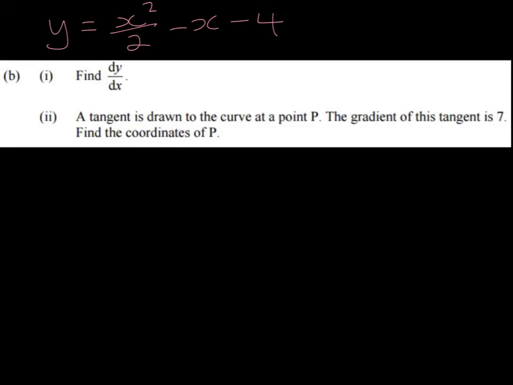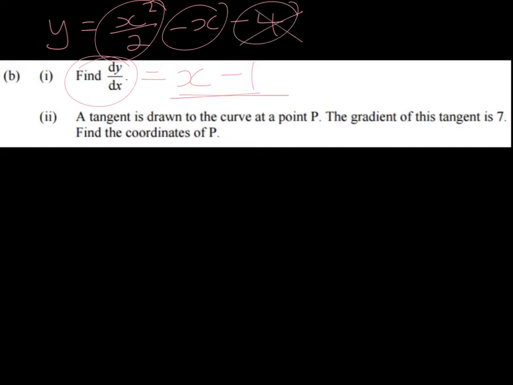The first part of B is fairly straightforward. We're just asked to differentiate the equation that we found previously. So all we need to do there is just straightforward differentiation. So this is going to give us x minus 1. That's all you need to do, just differentiate each of these terms individually, and obviously the constant term will just disappear.